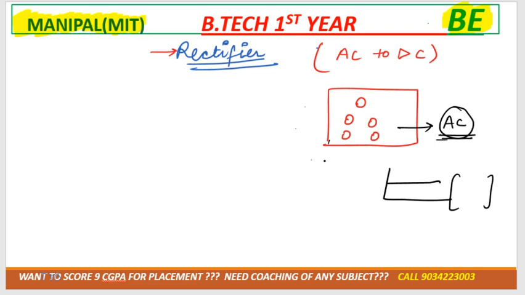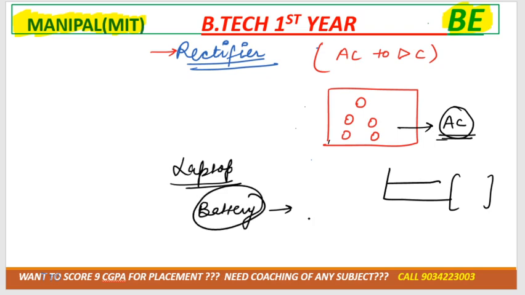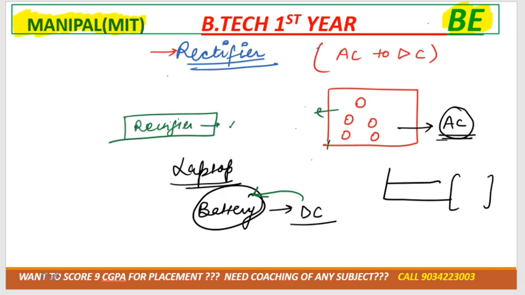Suppose I'm giving you an example, like you are using a laptop. In the laptop you are having a battery, right? And wherever there is a battery, in that case you need a supply in the form of DC, right? In the case of a battery, always you need DC supply. But from the socket we are getting AC supply, right? So in the laptop charger there is a device that is known as rectifier, which converts AC to DC.